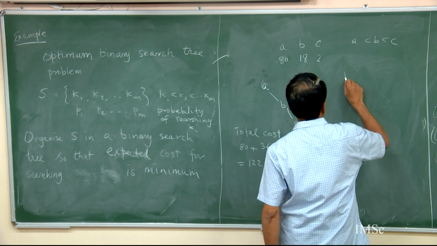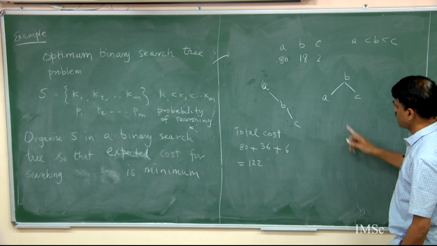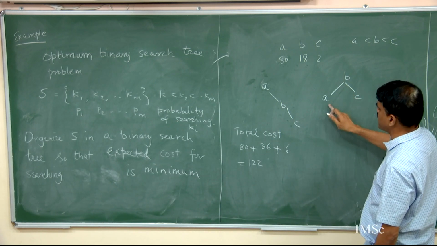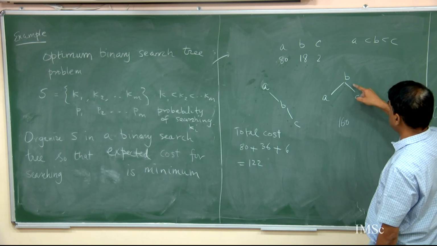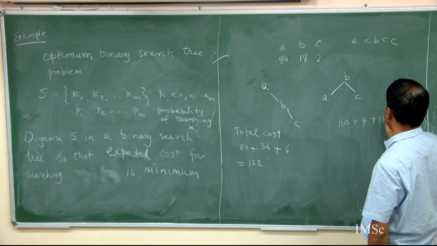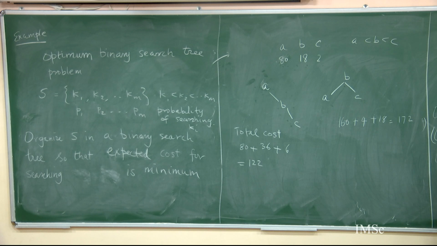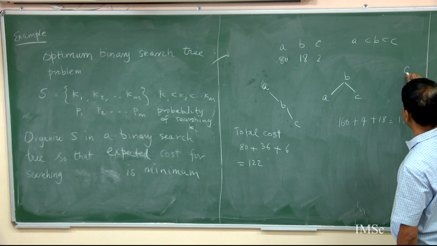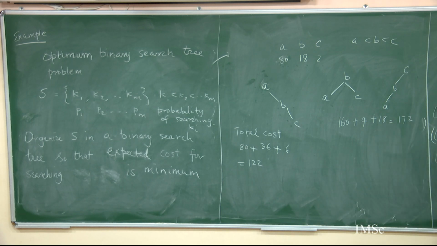But if I do this other tree, then for 80 searches I am spending 2. So, that is 160, and for 2 I am spending 2, so that is 4, and then for 18 I am spending 1. So, that is 172. Okay. I can also, just not to exclude anybody, write this other tree and see the expected cost, and that is going to be even worse because A is going to be down.